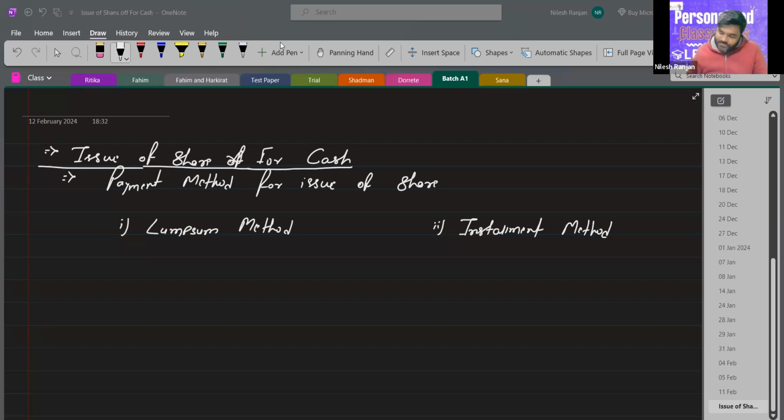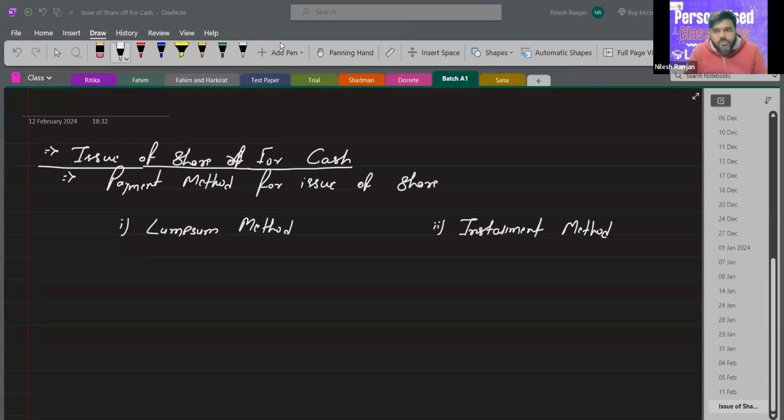There is a concept of interest on calls in arrear, but you don't have to study this. It is not covered in your syllabus. After this, there is a concept of calls in advance also. Should I write the calls in advance entry here, because it will be written in your notebook? Yes, sir, I remembered it now.